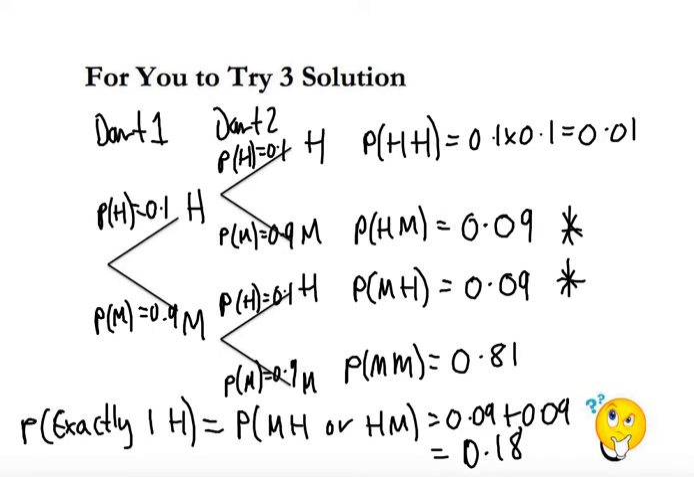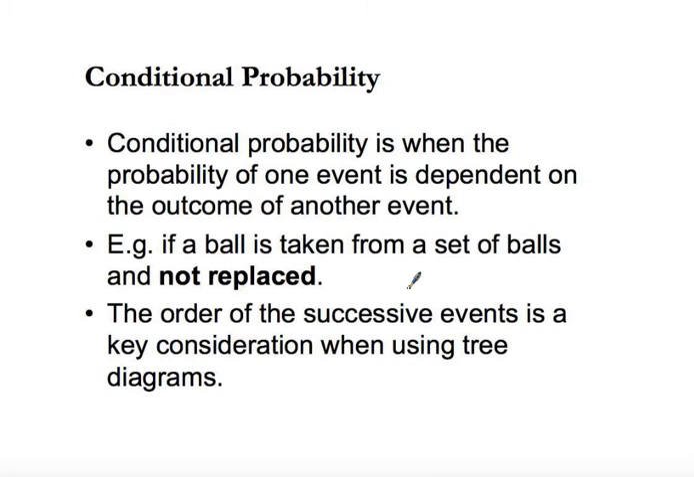Okay, so we're almost there, finishing off with conditional probability. Conditional probability is when the probability of one event is dependent on the outcome of another event. For example, the classic question you get in GCSE is if a ball is taken from a set of balls and not replaced. The order of successive events is a key consideration when we use a tree diagram. So we're going to do this using a tree diagram again. It's slightly more complicated, but not massively. There's one extra bit of theory we need to know.